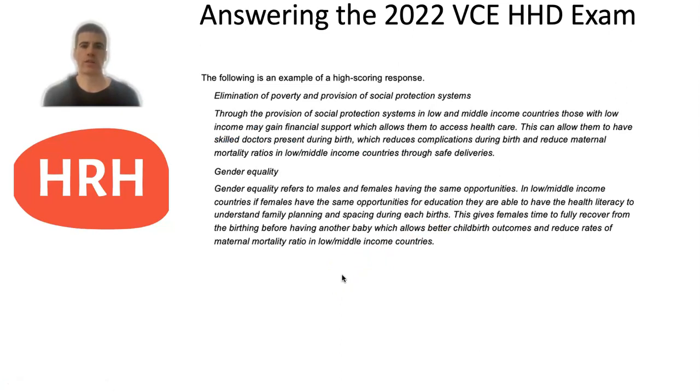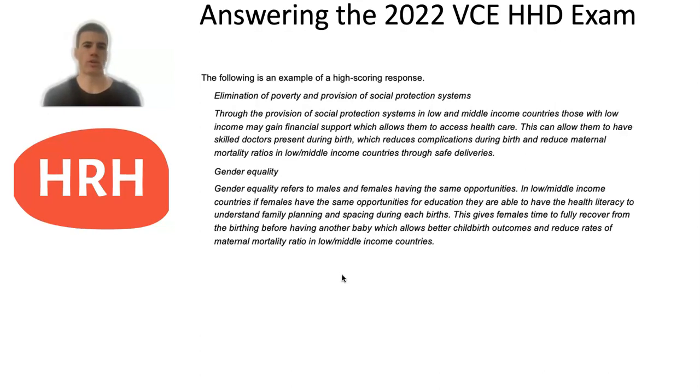They chose elimination of poverty and provision of social protection systems. And they mentioned that through this, countries with low income might gain financial support, which allows individuals then to access healthcare, and that can allow them to have skilled doctors present during birth, and that can reduce complications during birth and therefore reduce maternal mortality ratios in low and middle income countries through safe deliveries.